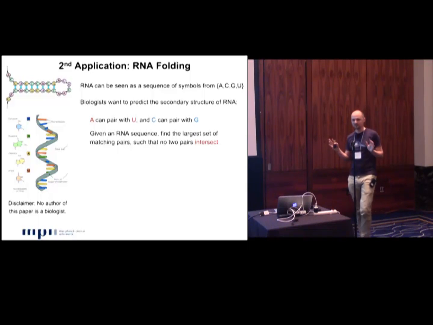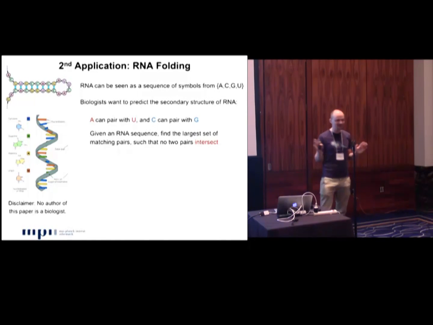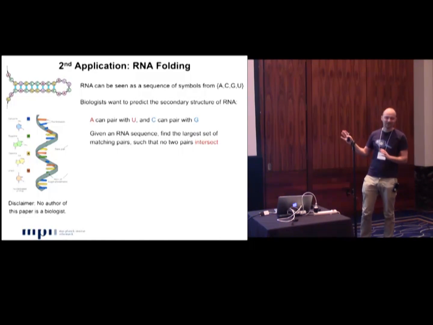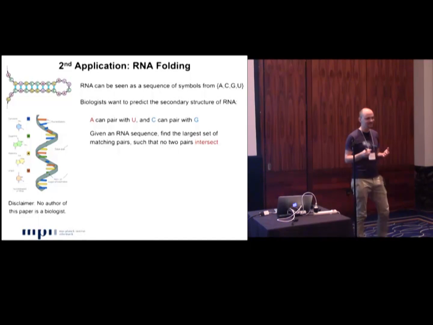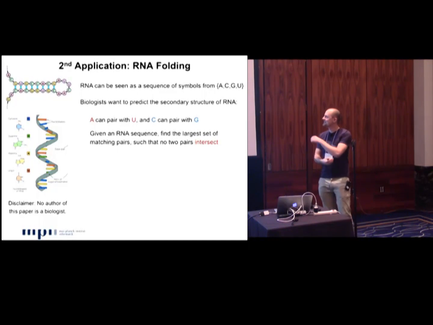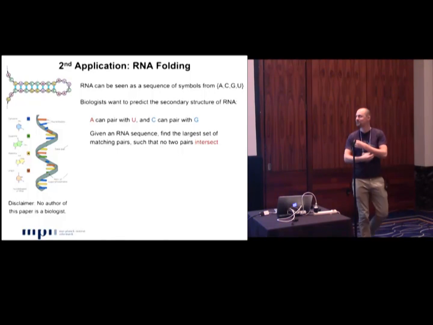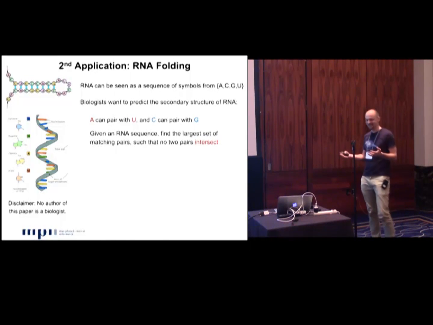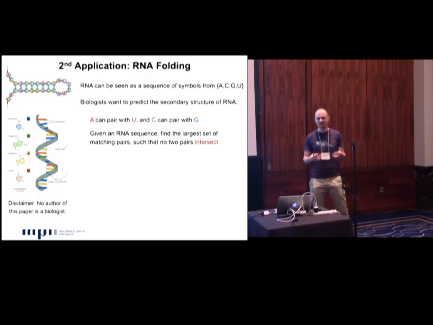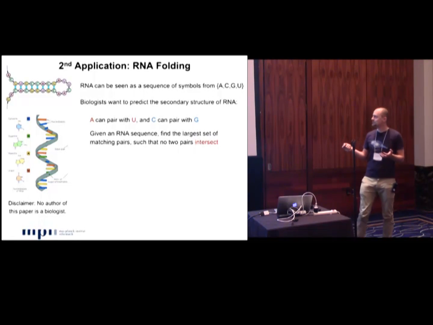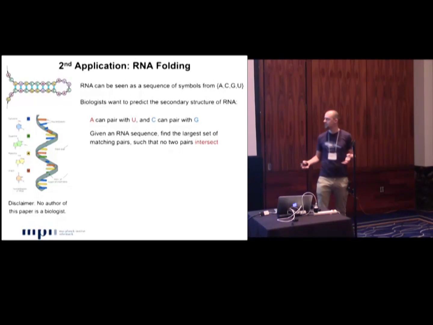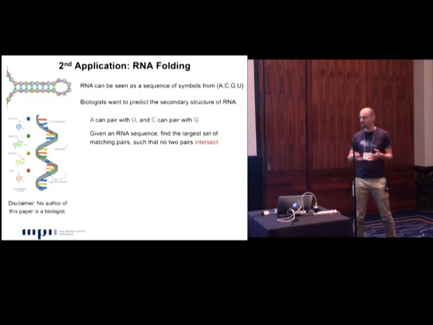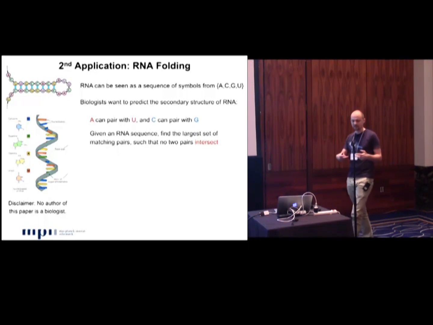Now the second major application is RNA folding. I have to add the disclaimer that I'm not a biologist. So for me, RNA folding is the following problem. An RNA sequence is a string over the 4-letter alphabet ACGU. And then biologists want to predict the secondary structure, meaning that some of these things can bond with each other. Namely, A and U can form a pair, and C and G can form a pair. And we want to determine the maximal set of pairs that match, but none of these pairs can intersect.